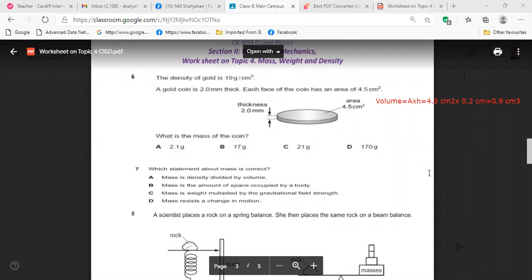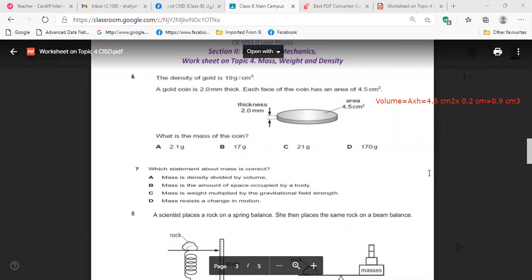Let me see. Mass is density multiplied by volume. So A is wrong. Density equals mass by volume, so mass is equal to density into volume. Sir, we did it in number 6 just now.